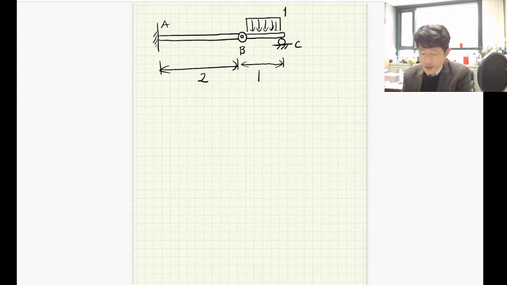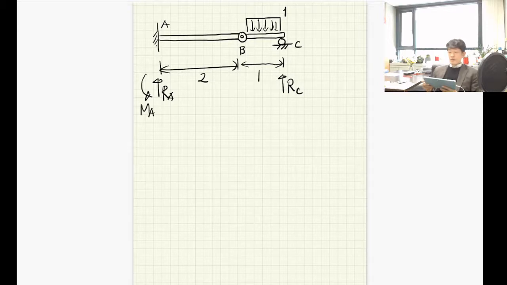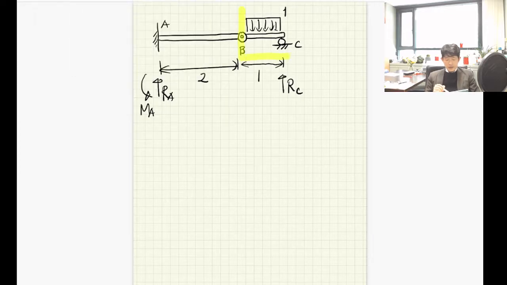At the very first step, we need to calculate the reactions, right? So we need to figure out what kind of reactions. We need to have here RA, and then also we need to consider the moment at point A, and then at point C, we must have RC. In total, we have 3 different unknowns, isn't it? So let's look at segment BC first. If you look at segment BC.